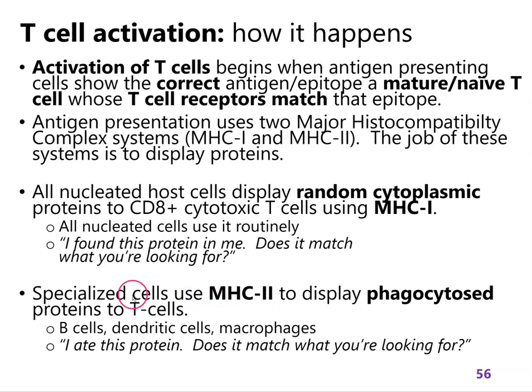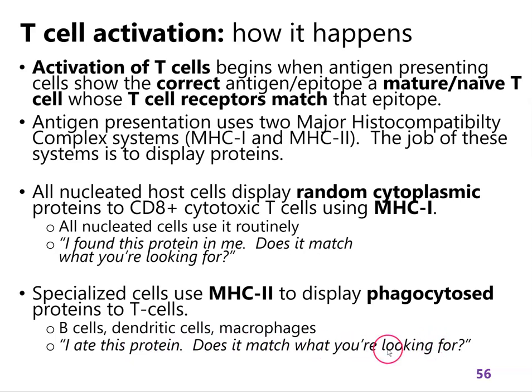MHC2 is more specialized, and the only cells that use it display things they've brought in through phagocytosis or some other endocytosis. And so the cells that use this are B cells, actually. We'll get into that. Dendritic cells and macrophages. And what they are asking when they display proteins on MHC2 is, well, I ate this. Is this what you're looking for? I brought this in through phagocytosis. Is this the thing you're looking for?